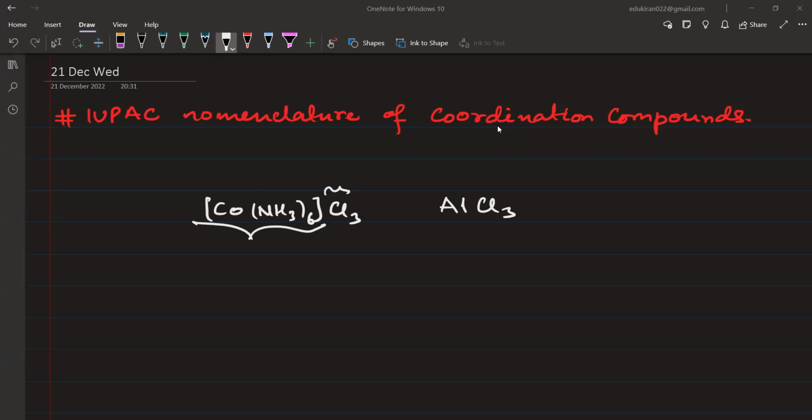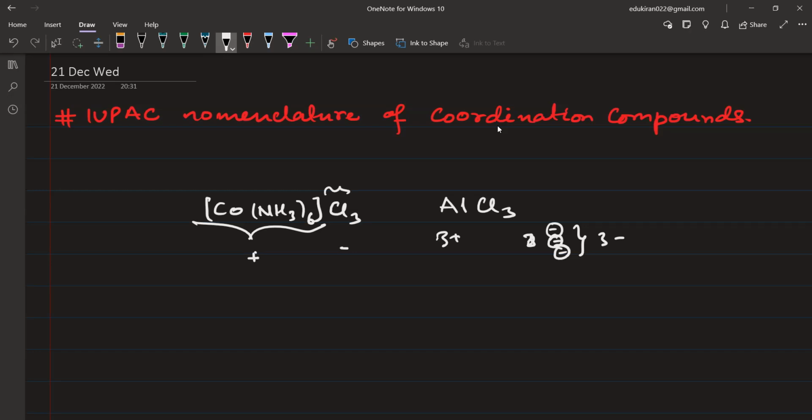Here, this is one ion which will be having positive charge and this will be having negative charge. Similar to Al, which is going to have 3 positive charge, and you are going to have 3 chlorine ions with 3 negative charge. In total, you will have 3 negative charge. Similarly, in coordination compounds, the ions are going to be the same.